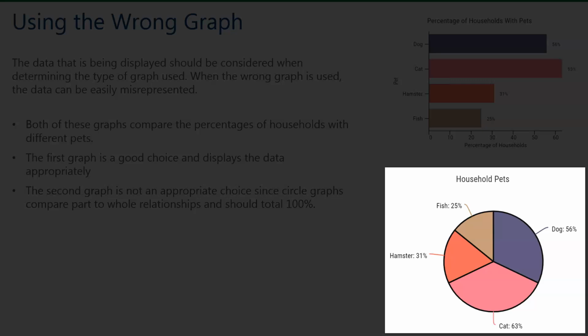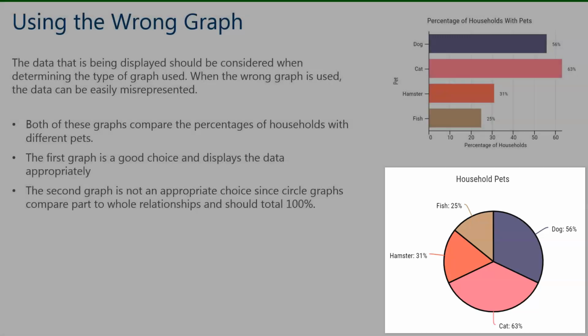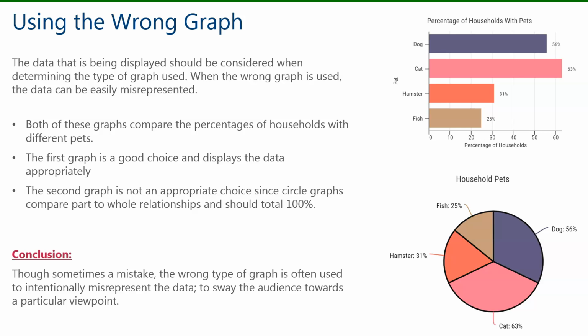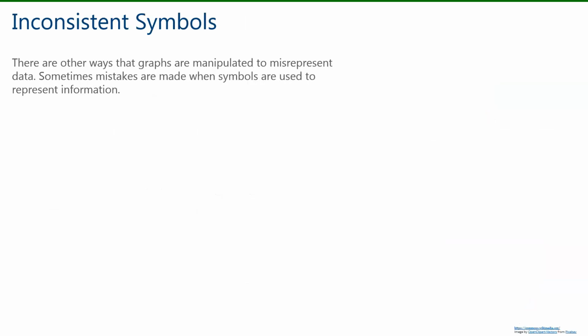My guess is that the person who created this graph wanted cats and dogs to appear equal. Looking at this circle graph, it is really difficult to tell which group is bigger. Fish and hamsters also look the same. Though sometimes a mistake, the wrong type of graph is often used to intentionally misrepresent the data to sway the audience towards a particular viewpoint. There are other ways that graphs are manipulated to misrepresent data.